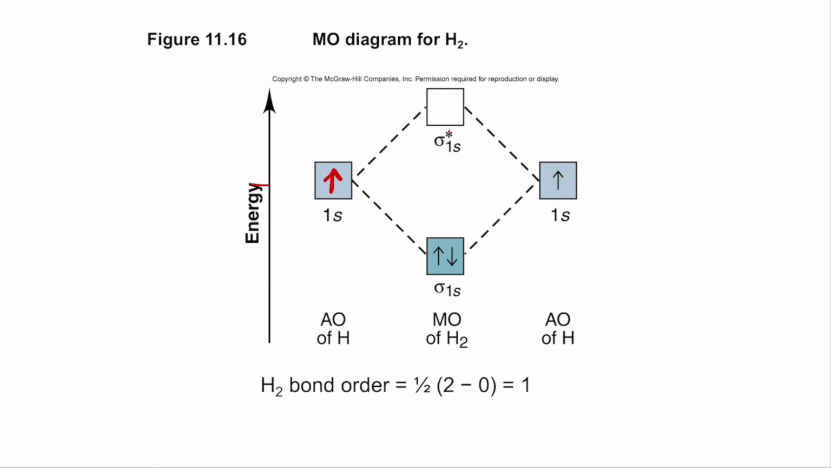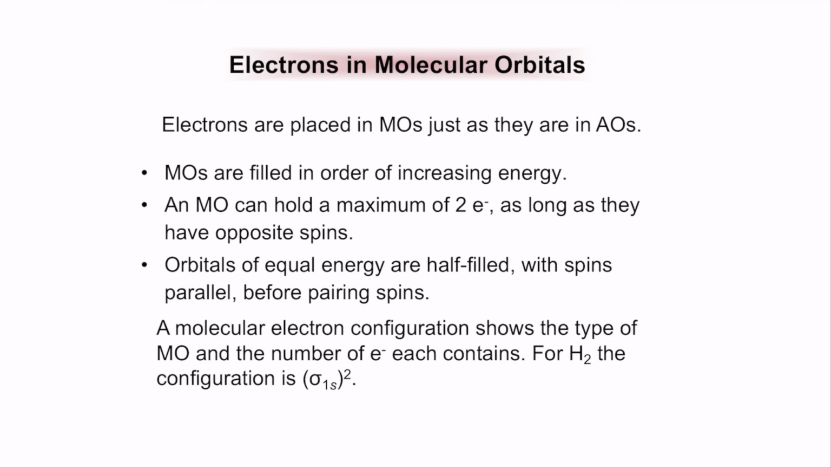We have two electrons. First we fill the lower energy one, and there are no more electrons left. If there were any electrons left, then we would fill the higher energy orbital. From this we can write the hydrogen bond order as half of, there are 2 electrons in the bonding orbital and 0 electrons in the anti-bonding orbital. So you end up with 2 minus 0, which results in 1. So the hydrogen bond order is 1.